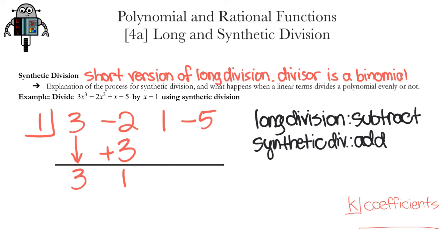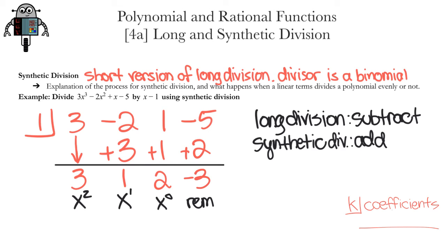Now let's repeat the process. 1 times 1 is 1. 1 plus 1 is 2. And let's repeat one more time. 2 times 1 is 2. Negative 5 plus 2 is negative 3. That negative 3 is the remainder when we divide. The 2 is a coefficient of x to the 0. The 1 is the coefficient of x to the 1. And 3 is the coefficient of x squared.